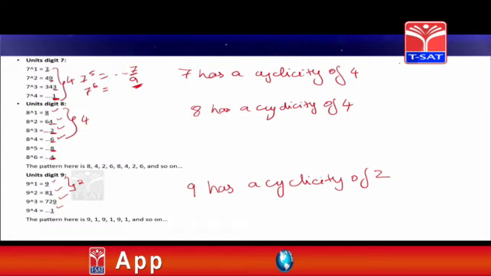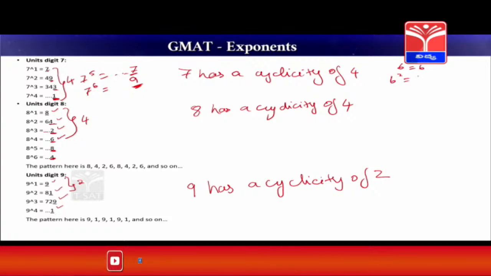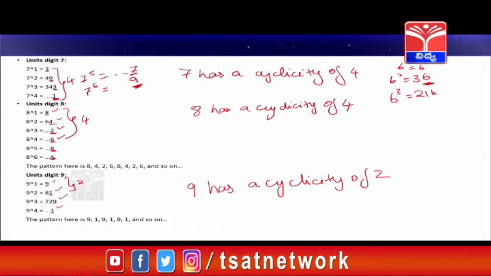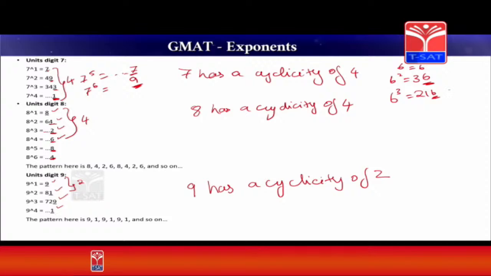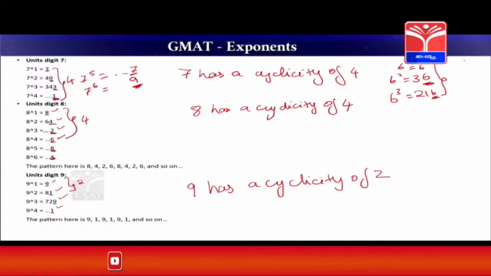We haven't checked for 6. Let's look at what happens when the units digit is 6 or 5 for that matter. 6 to the power of 1 is 6, 6 square is 36. Look at the units digit again, 6. 6 cube is 216. You look at the units digit, it is again 6. So 6 has a cyclicity of 1.